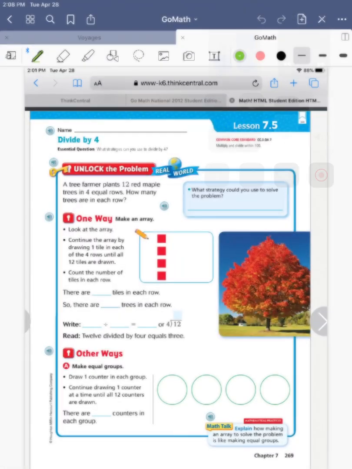For today's math lesson, we are dividing by 4. So the problem at the top says a tree farmer planted 12 red maple trees in 4 equal rows. How many trees are in each row? What strategy could we use to solve the problem?